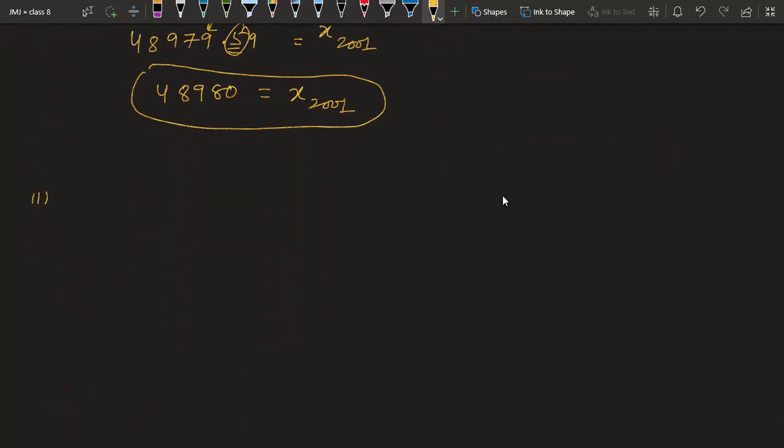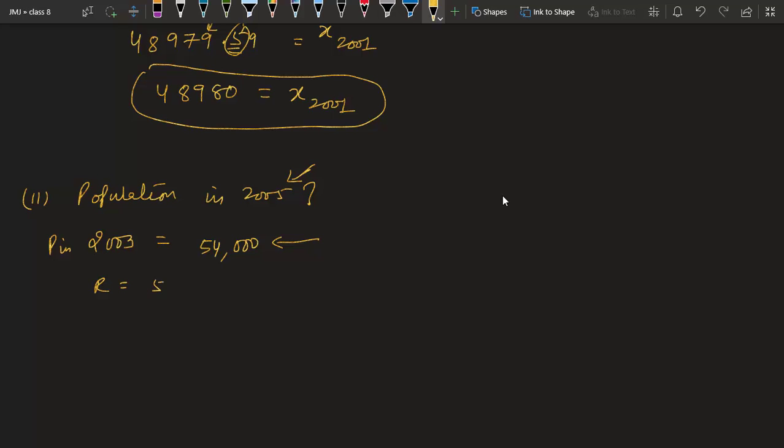Second part, we have to find population in 2005. Now this will be your amount. This time amount is unknown. Given to us is population in year 2003 is equal to 54,000. This will be your principal. Rate is already given to you as 5%.